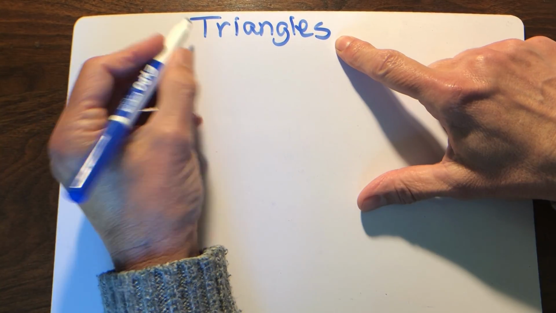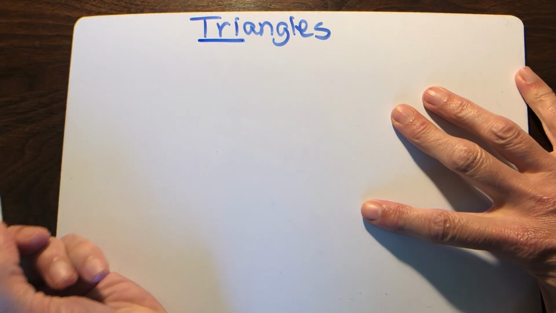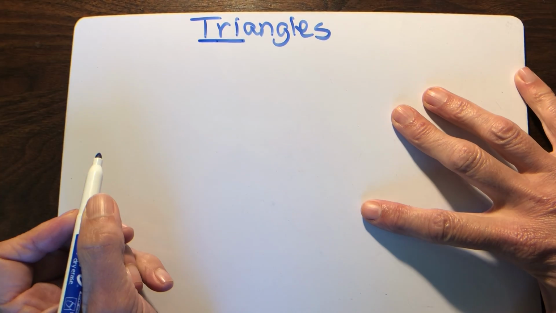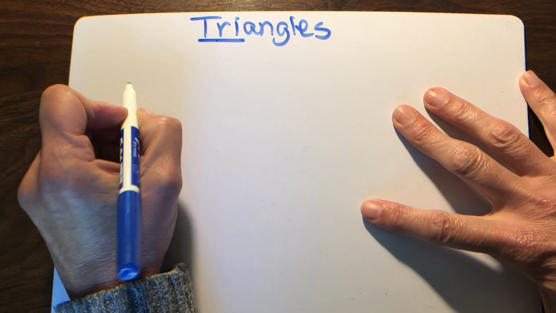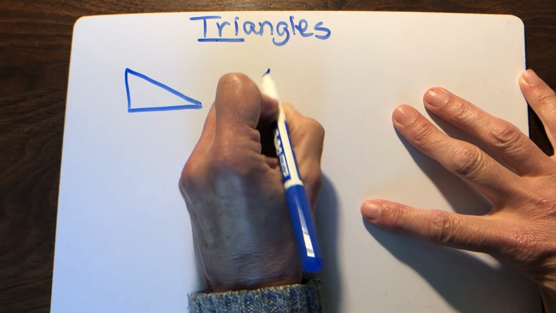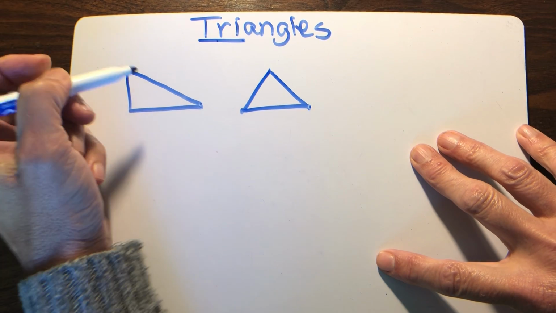Triangles. So what are triangles? Well, remember what your prefixes mean. Tri means three, right? So a triangle is a figure that has three angles. So they can look different, right? You know, all kinds of different looking things. They can be turned sideways and things like that.